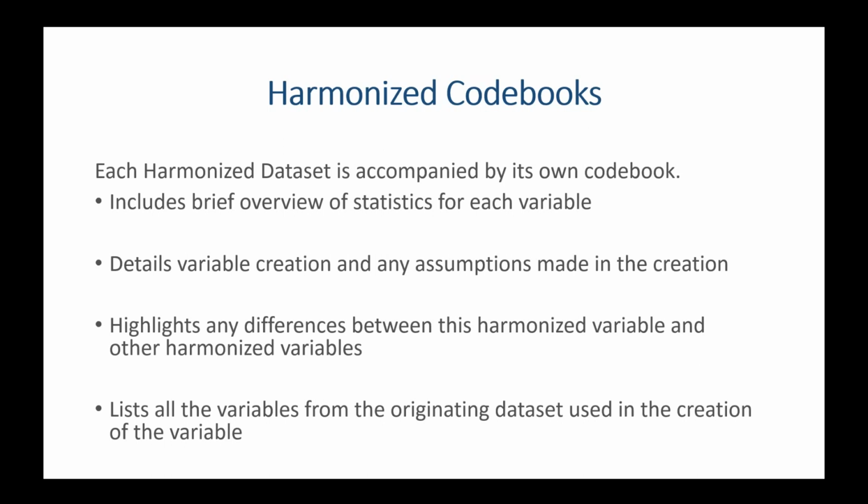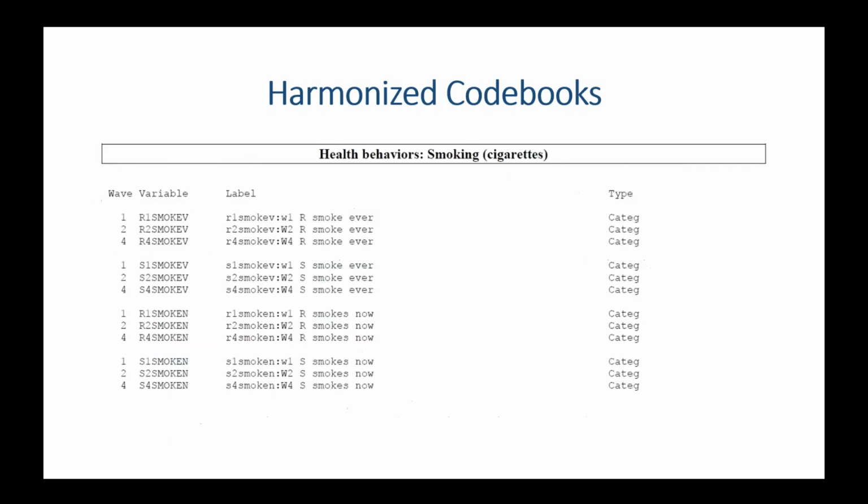And it lists all the variables from the originating data set used in the creation of the variable. Let's look at an example of this. So this is from Sjtor. This is our smoking variables that we looked at in our simple example. So you can see we have two smoking variables. One is smoke ever and one is smoke now. And we have this at both the respondent level and the spouse level. In this case, we're just showing wave 1, 2, and 4 of Sjtor.